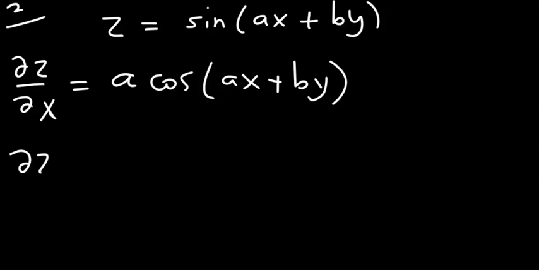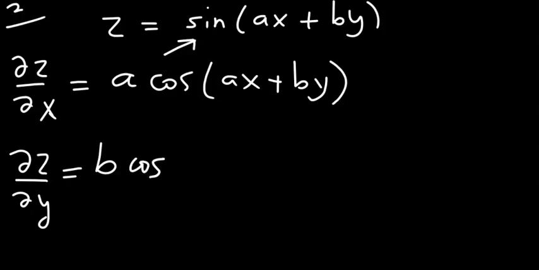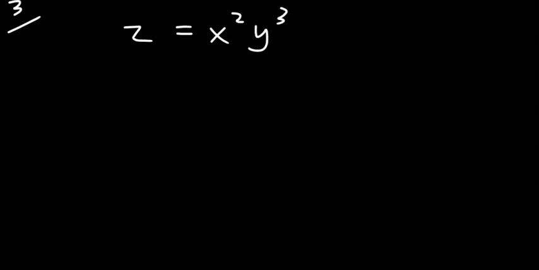Now let's do the partial derivative of z with respect to y. In this case, the first term, the argument of sine, is a constant, so when you differentiate this argument with respect to y, you get b. The next step is to differentiate sine. You get cosine, the entire argument. And that's the answer. What about this function?